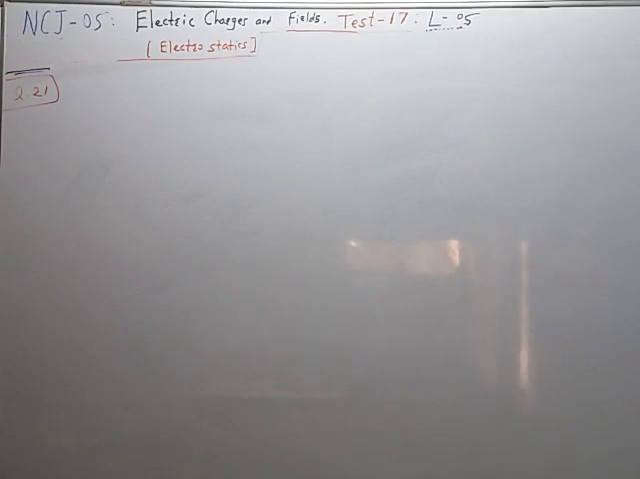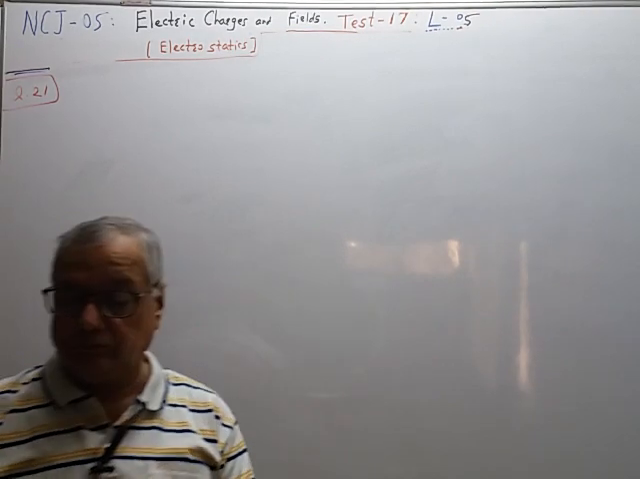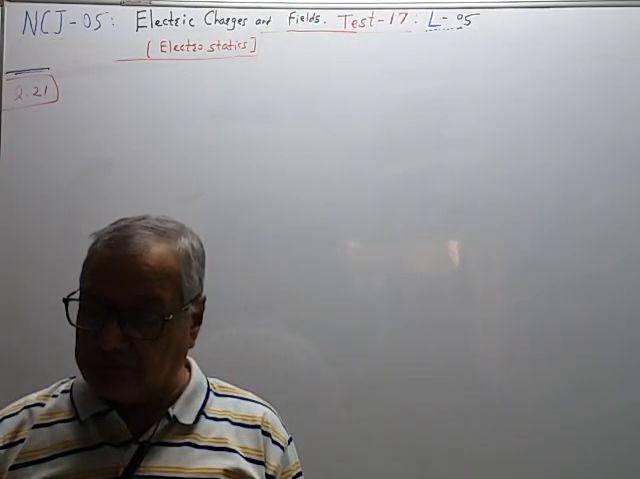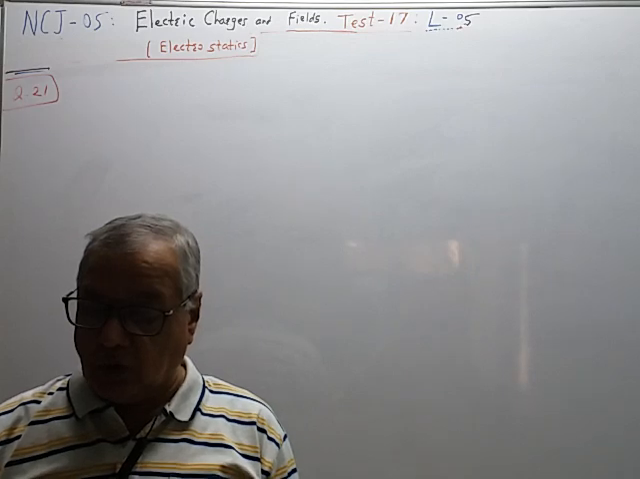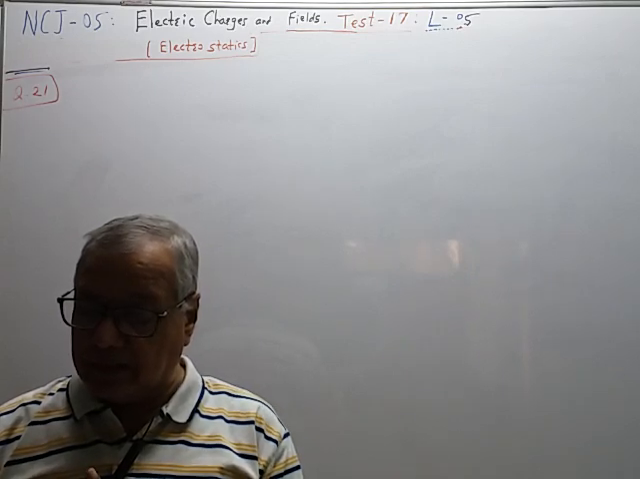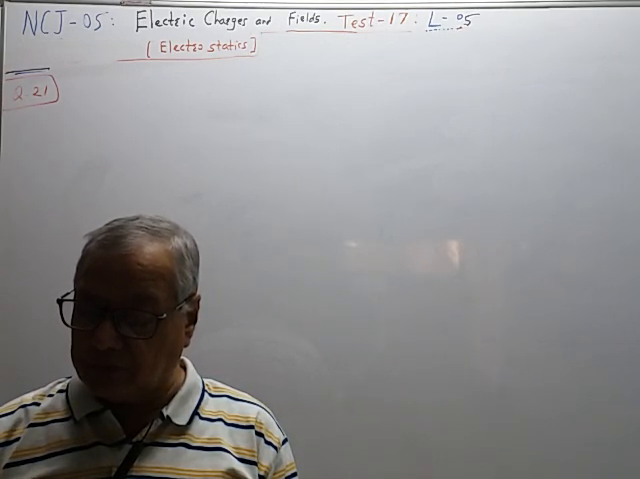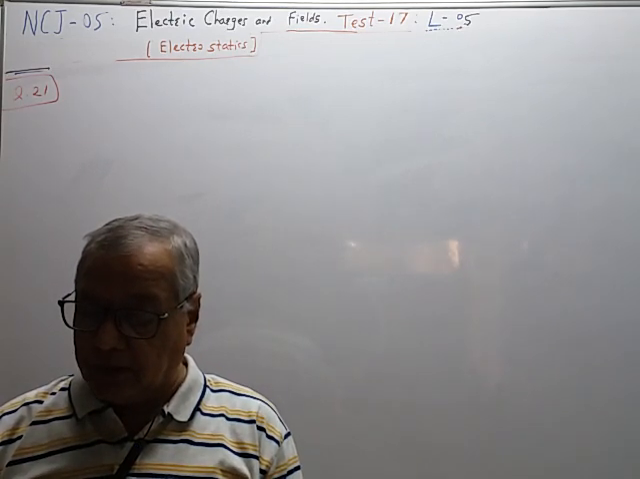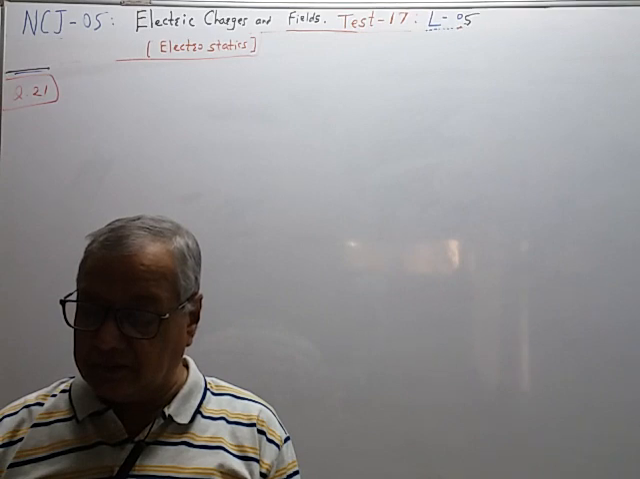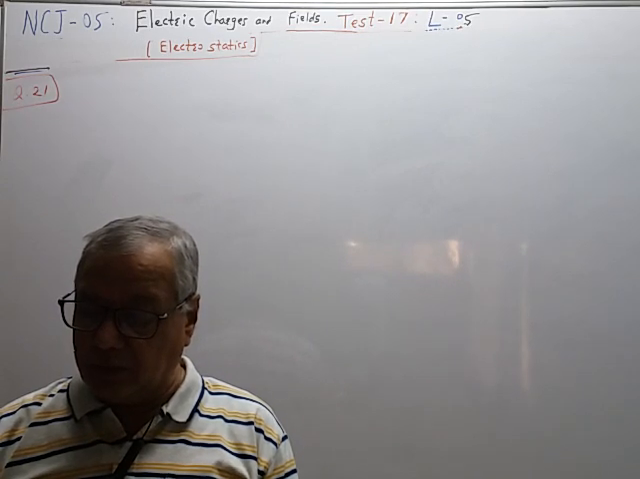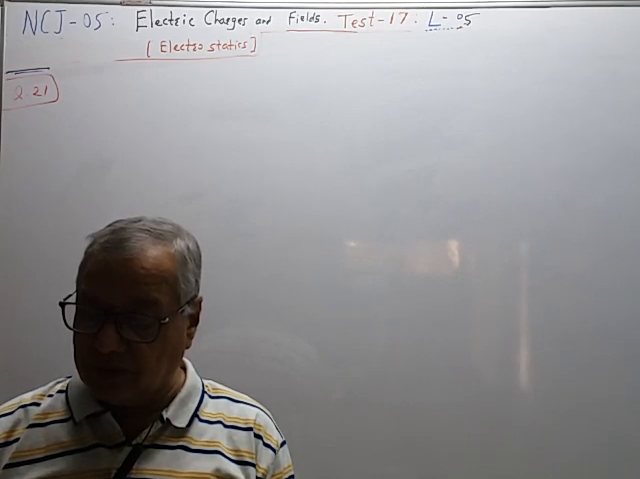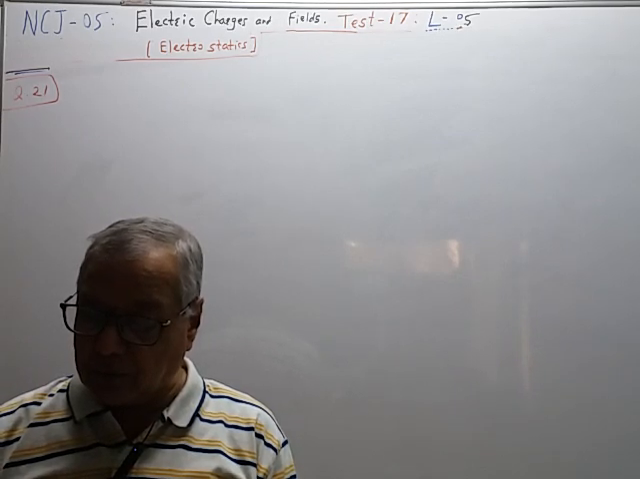Next, 21. Figure is given. A uniformly charged thin spherical shell of radius capital R carries a uniform surface charge density of sigma per unit area. It is made of two hemispherical shells held together by pressing them with a force F as shown in the figure. F is proportional to.